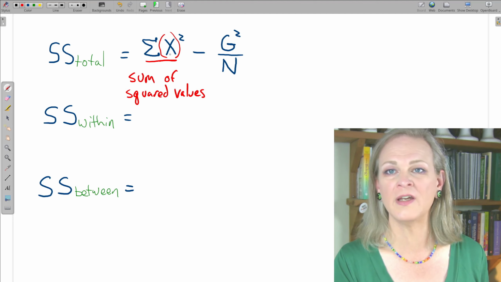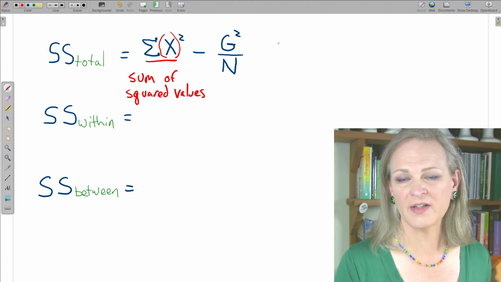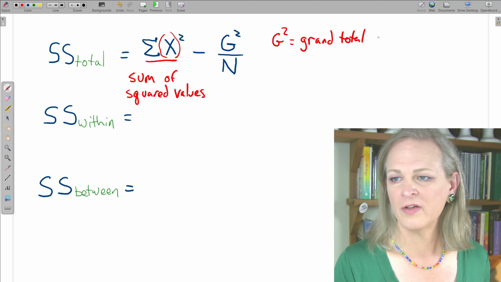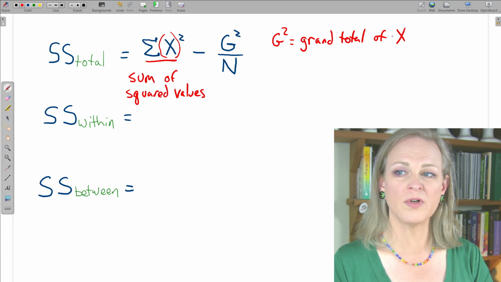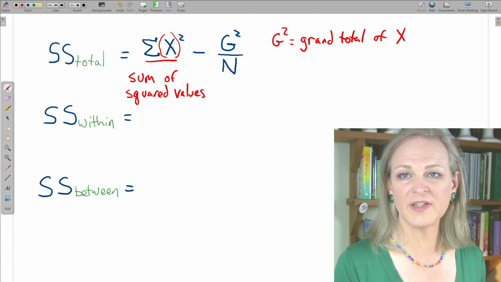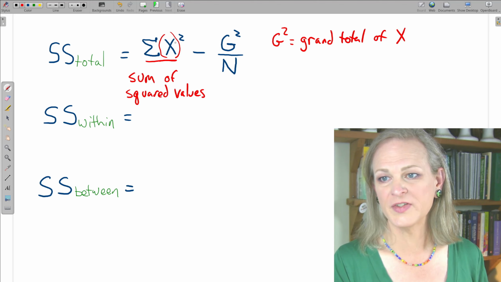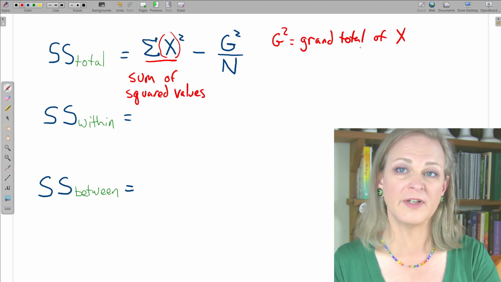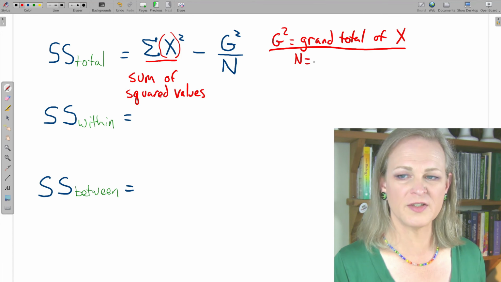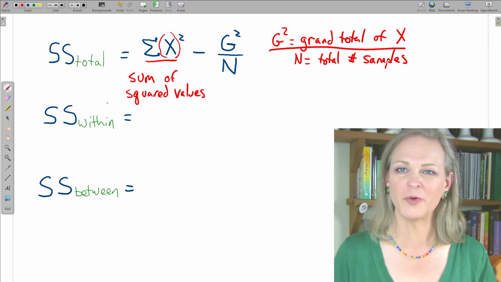We take all of the squared x values and add them up, and then we subtract G squared over capital N. So G squared, this is the grand total of x. So just all of the scores, we add all the scores up and then square that. So that's different from this. Here we take all of the scores, square them, and then add the results. And here we are totaling up all of the x values and then squaring that. And then N is just equal to the total number of samples. All right? See, it helps to put it in words.